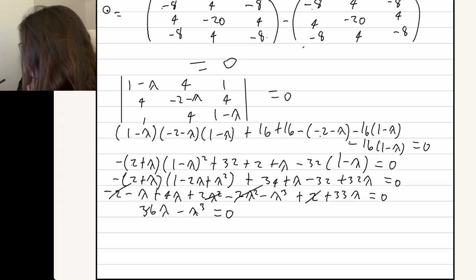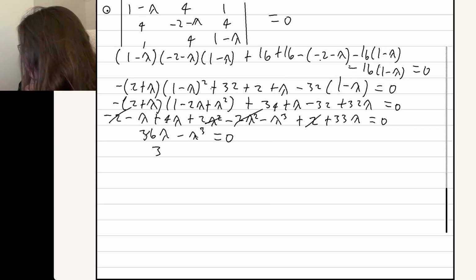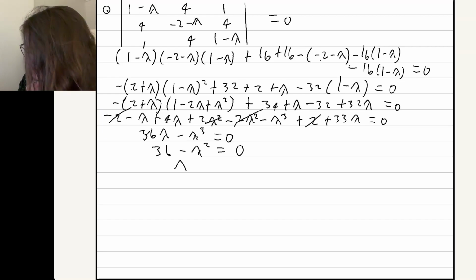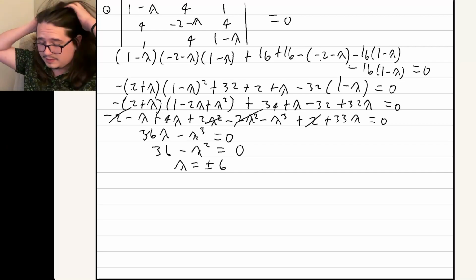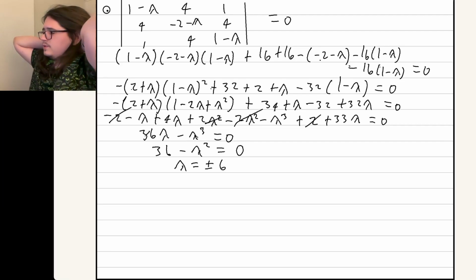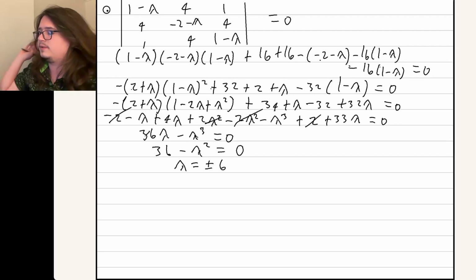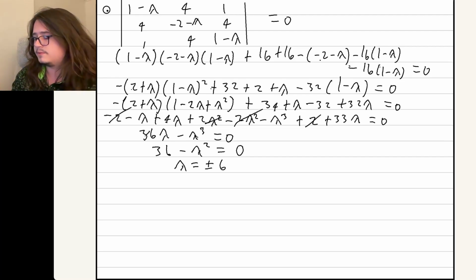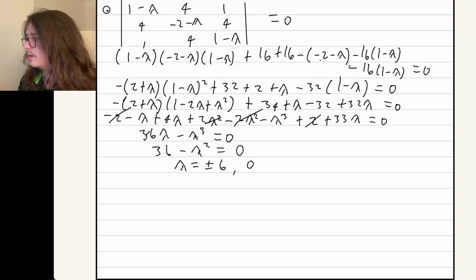So we can divide the equation by lambda and just get 36 minus lambda squared equals 0, and that gives you only 2 eigenvalues, which is interesting because it's plus or minus 6, but then the other eigenvalue disappeared. Because it's a three-dimensional matrix, it's got to have 3 eigenvalues, and so since we can't find it, that means that that eigenvalue is 0, and we are good there.